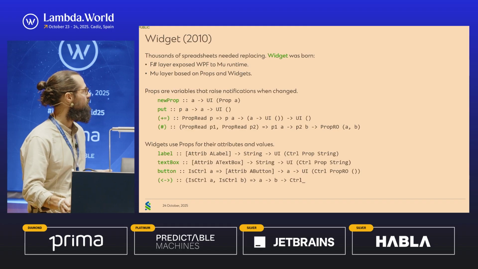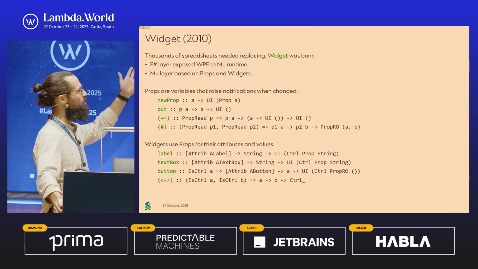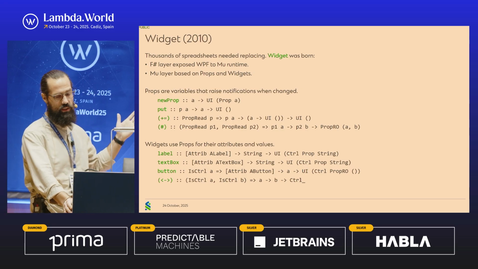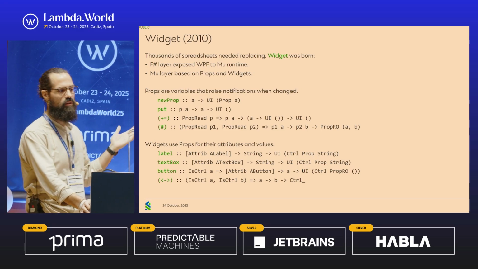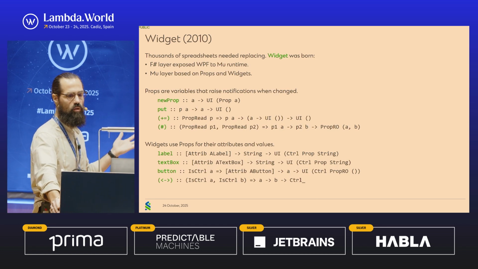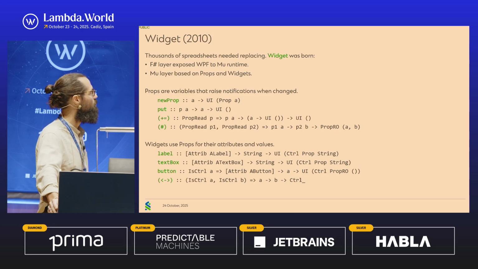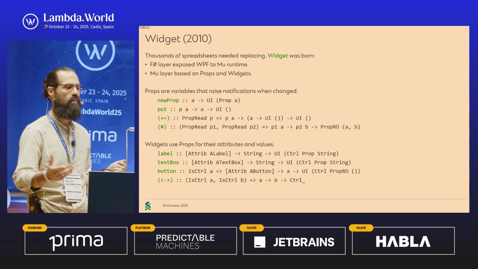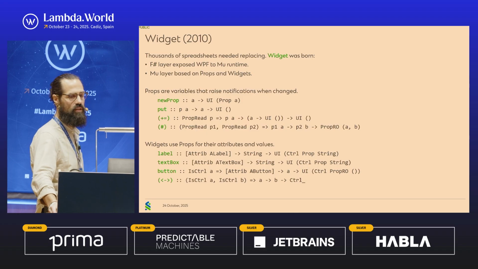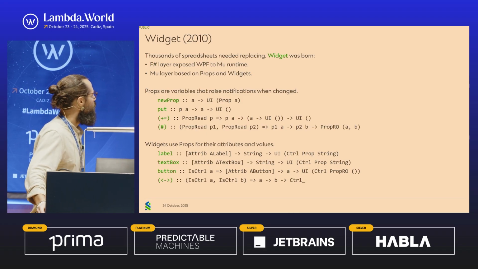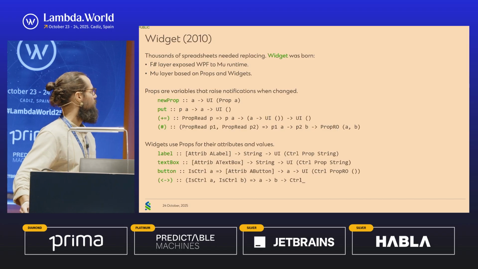Properties, you can think of properties as mutable variables. You can initialize a property by giving an initial value, and then you get a property. You can update the property by putting a new value to the property. That will raise an event. It will tell whoever registered to that property that a new value on that property now is in place. You can register to events with the += operator, and for that you need a property and a function that will receive the new value of the property, and then you can do something about it. You can compose properties too. And then widgets is built on top of properties.